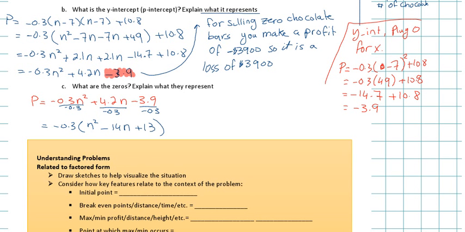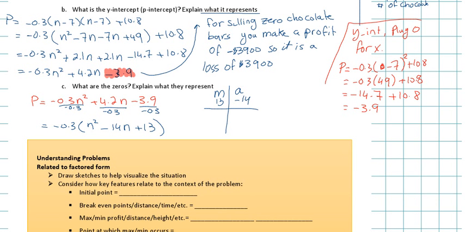So now, what am I looking for? Something that multiplies to 13 and adds to negative 14. B is negative, C is positive. That means both are negative.